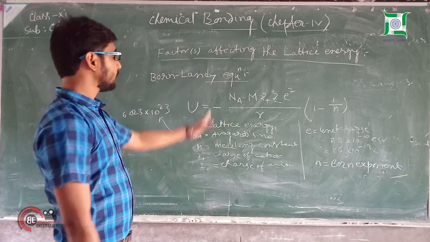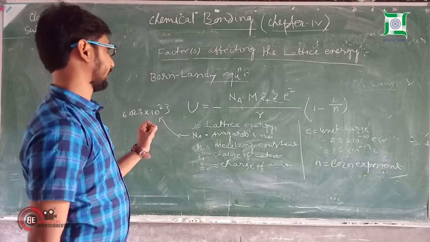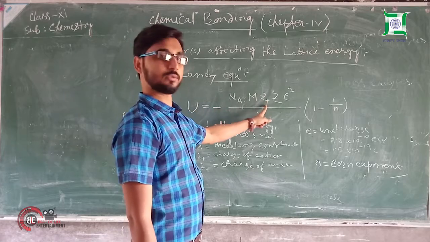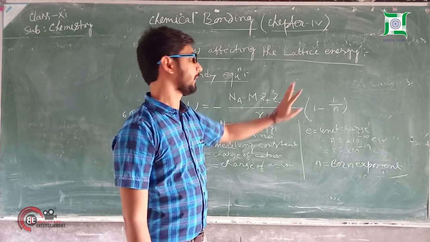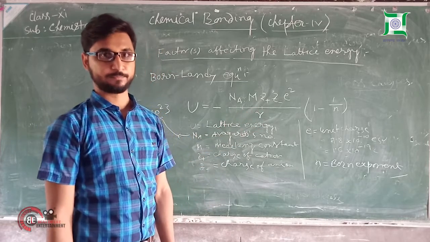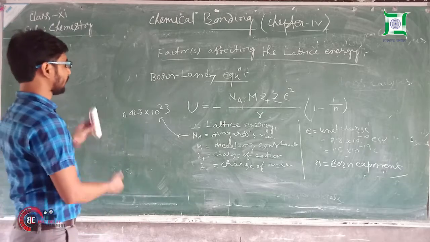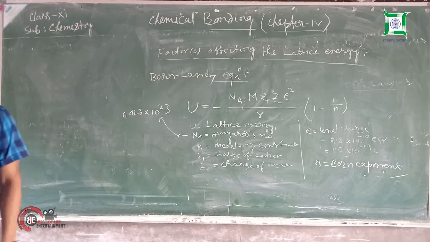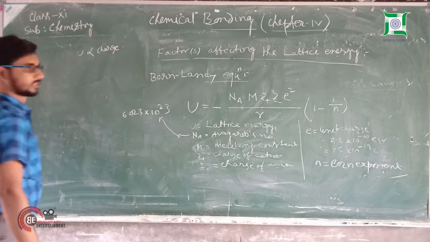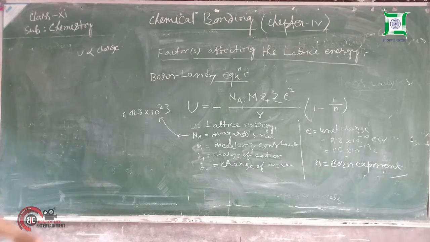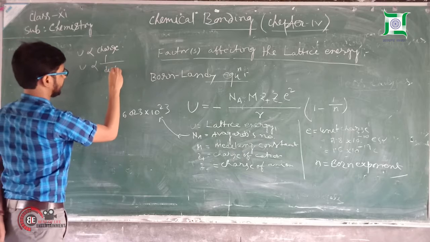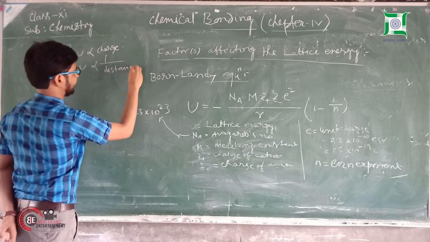Clear? So from this equation we can see that lattice energy is directly proportional to the charge of cation and anion, and inversely proportional to the interatomic distance r. So U is proportional to charge, that is the charge of cation and anion, and U is proportional to 1 by r, the internuclear distance.